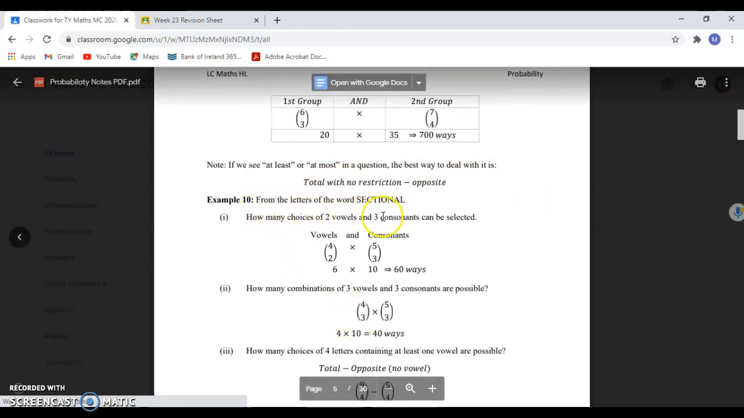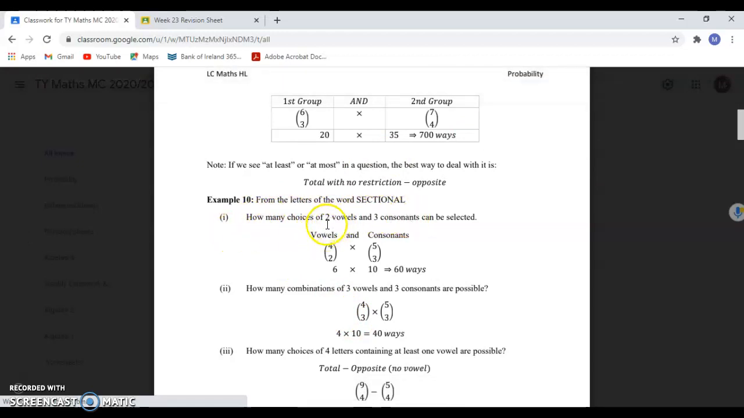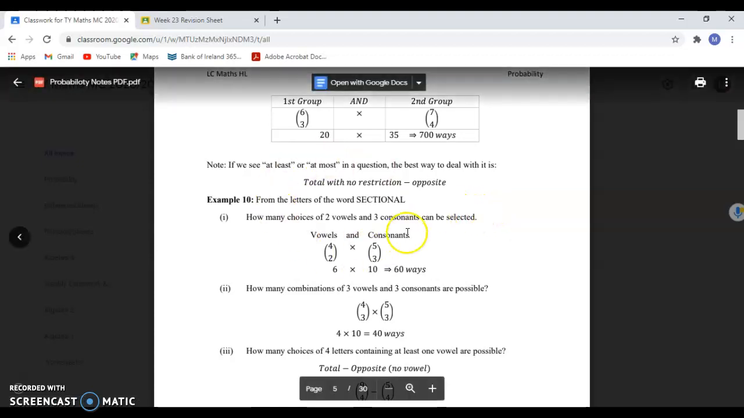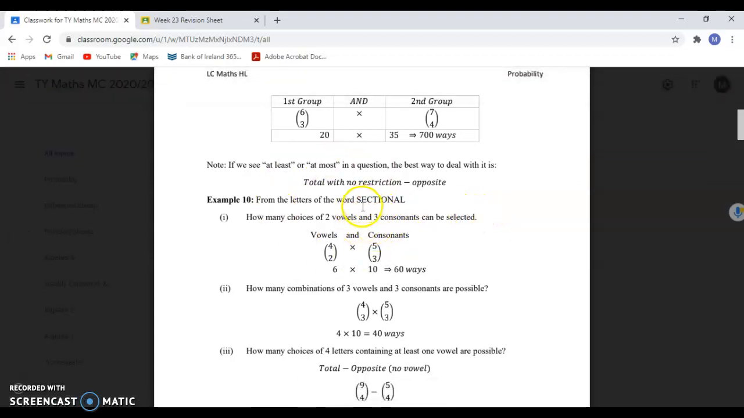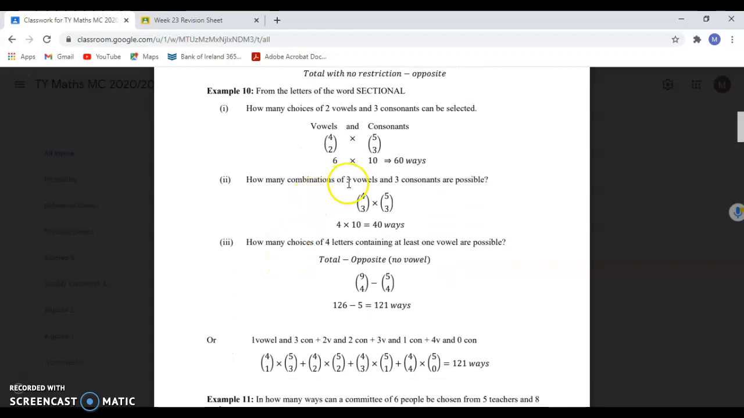From the letters of the word sectional, how many choices of 2 vowels and 3 consonants can be selected? Remember, and means multiply. So for my vowels, how many vowels do I have? I see 1, 2, 3, 4. From 4, choose 2. And from 5, choose 3. And you're just multiplying the 2 of them. The next one, combinations of 3 vowels and 3 consonants. So from 4, choose 3, and from 5, choose 3, and you multiply.